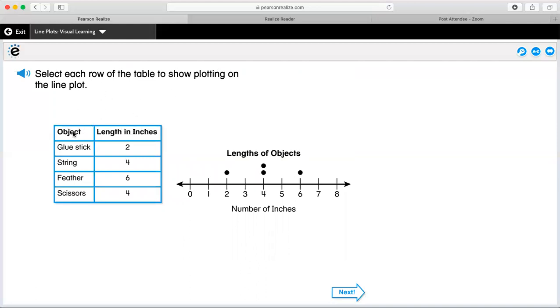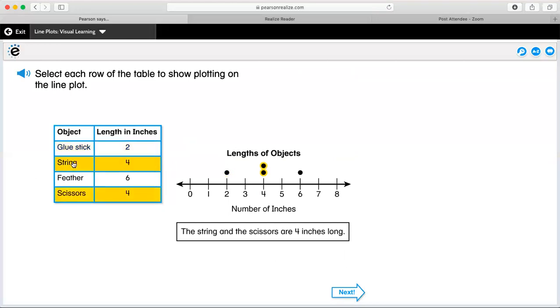So we have the name of the object and all of the objects listed. We have length in inches and what each object measures at. So if we click on glue stick, the glue stick is 2 inches long. That's why we have a circle over the 2. If we click on string, the string and the scissors are 4 inches long. That's why there's 2 dots, because there are 2 objects whose length is 4 inches. And then the feather at 6. The feather is 6 inches long.